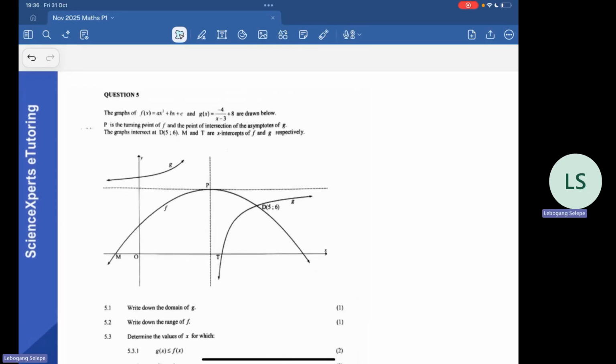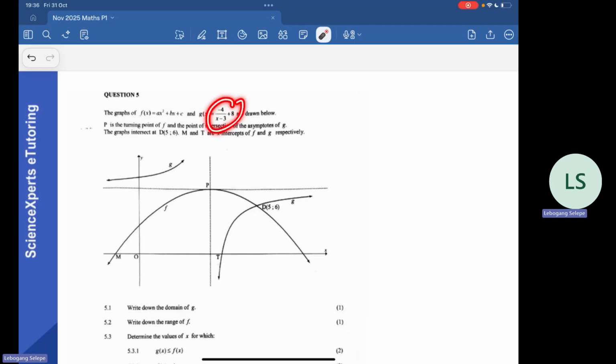All right, good people, let's do question 5 now. They say that the graph of f(x) = ax² + bx + c, and g(x) = -4/(x - 3) + 8. We can already tell a lot of things from just this equation alone. We know that the equation of the vertical asymptote would be x = 3, and of the horizontal asymptote would be y = 8, right?